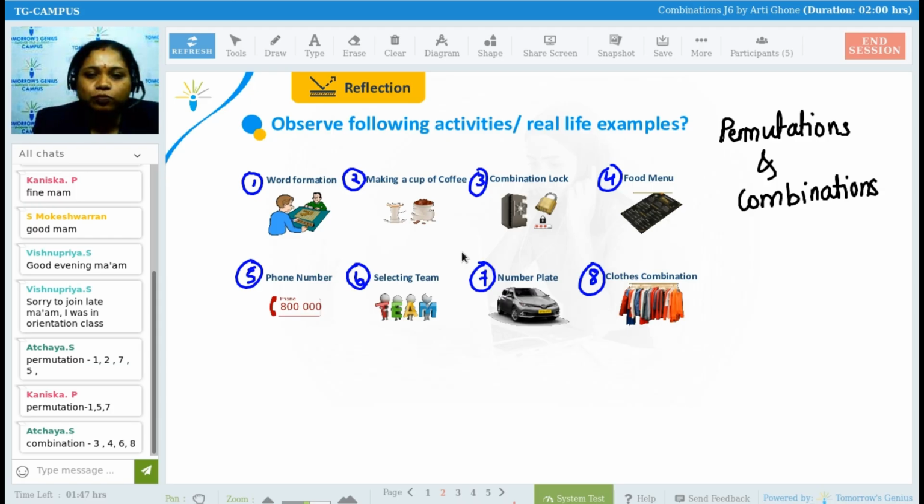Okay, so Mokeshwaran, Bhuvna, I am waiting for your answers. Please do it fast. We covered this already. It's 43 now. Please do it fast.